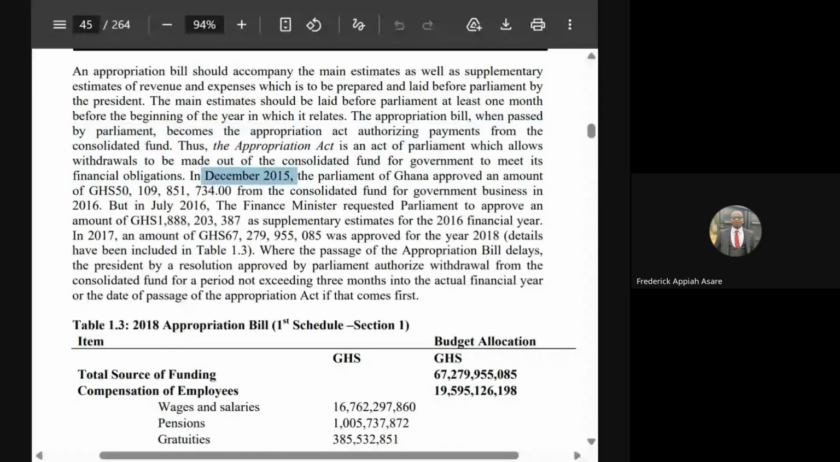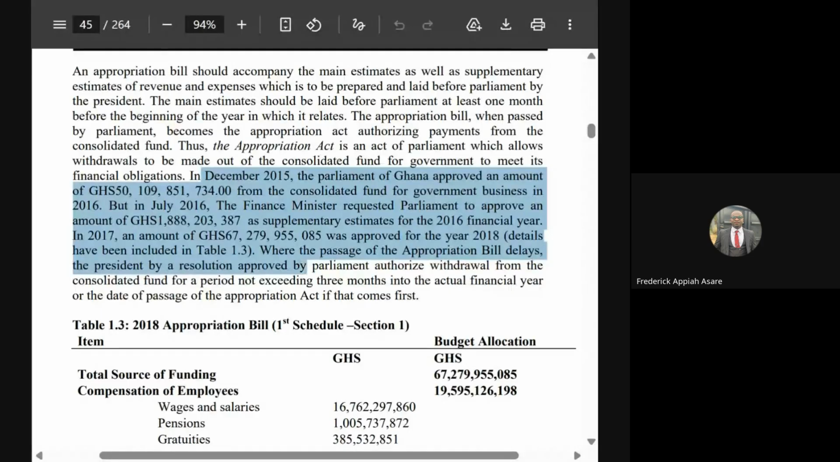In December 2015, the Parliament of Ghana approved an amount from the consolidated fund for government businesses in 2016. But in July 2016, the Minister of Finance requested Parliament to approve an amount as supplementary estimates for the 2016 financial year.